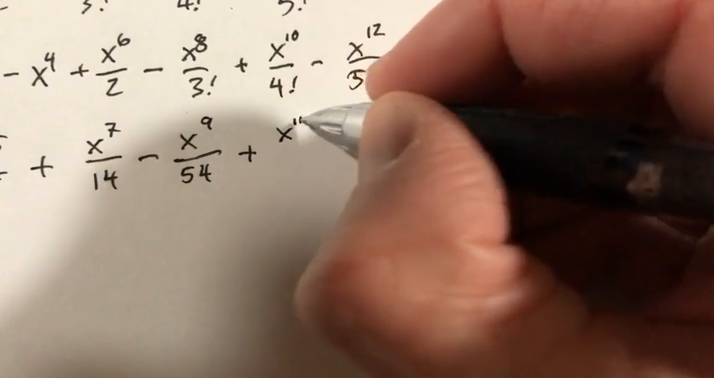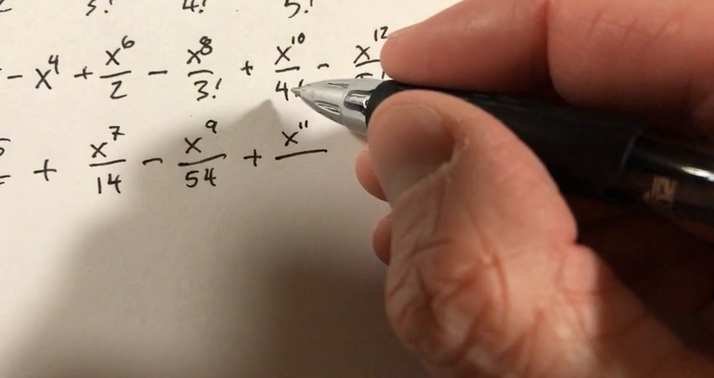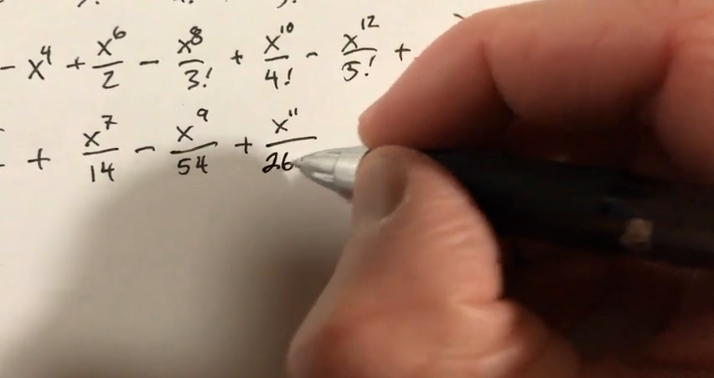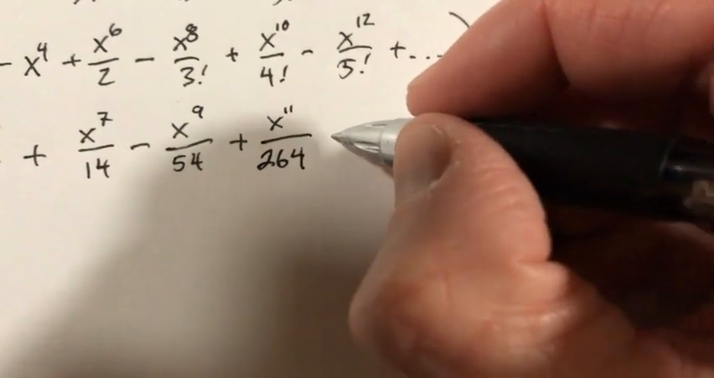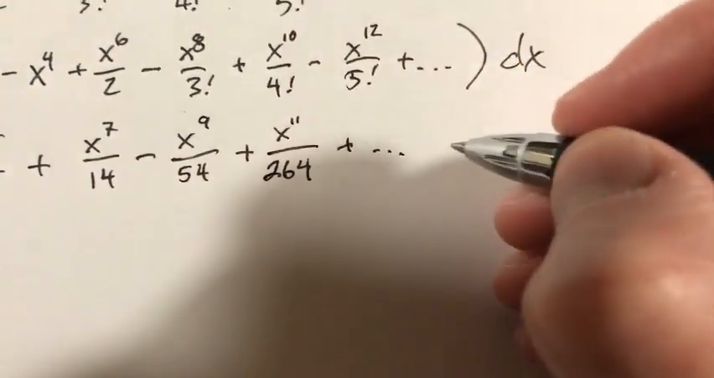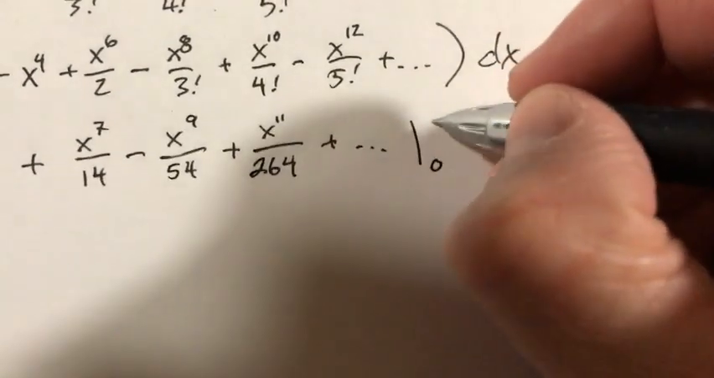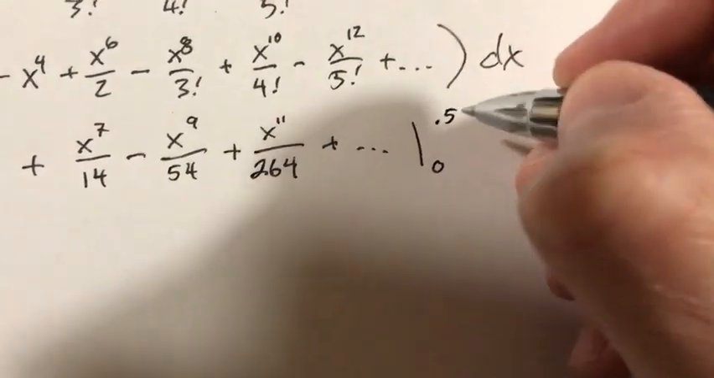This will be x to the 11th over, let's see, 11 times 24, 264. We can talk about tips and tricks for multiplying by 11 some other time. Evaluated from 0 to 0.5.